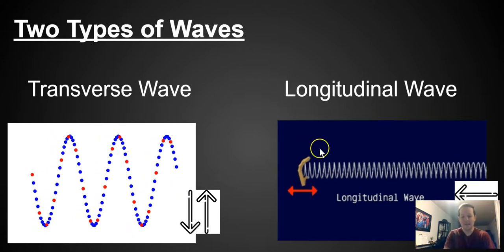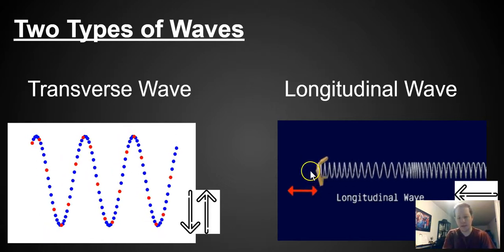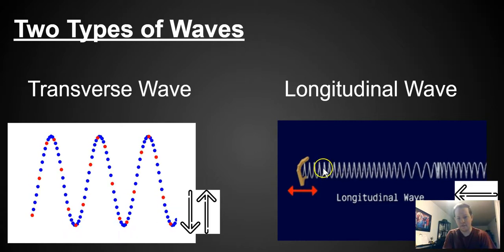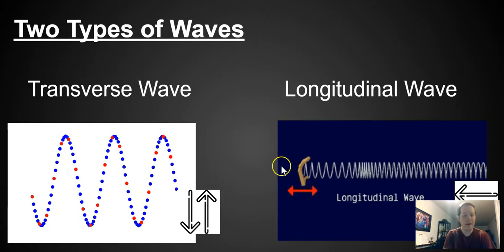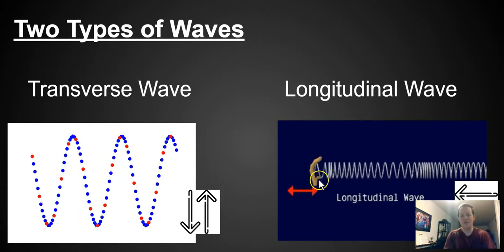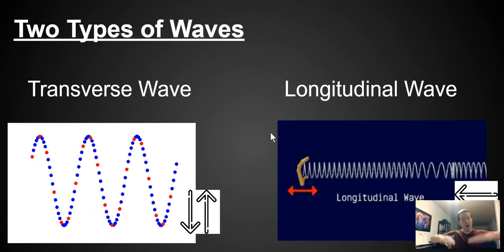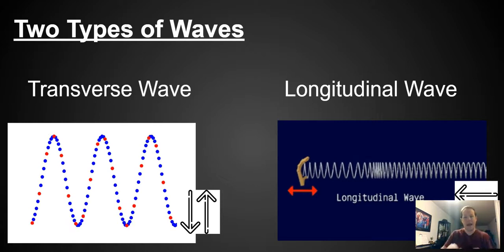Back and forth, this is like a slinky or a piece of metal spring. They go forward and back and forth. That's longitudinal. Transverse, up and down. Longitudinal, back and forth.